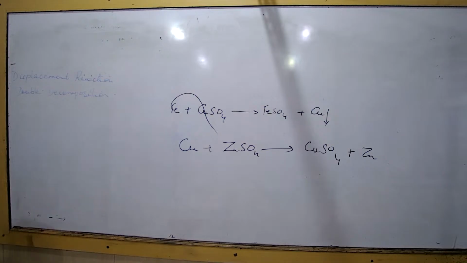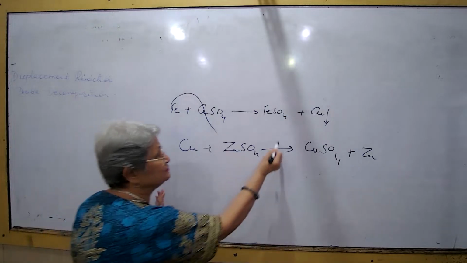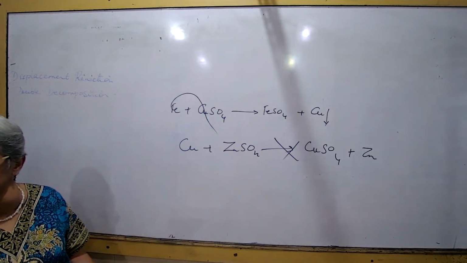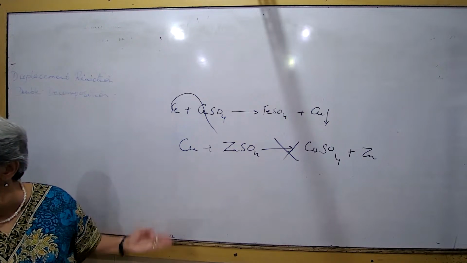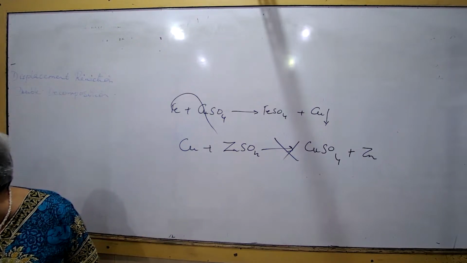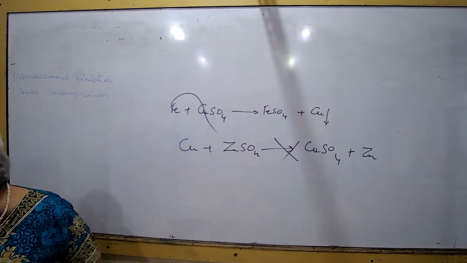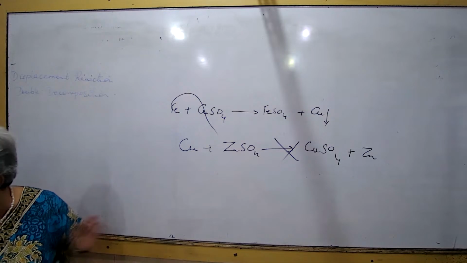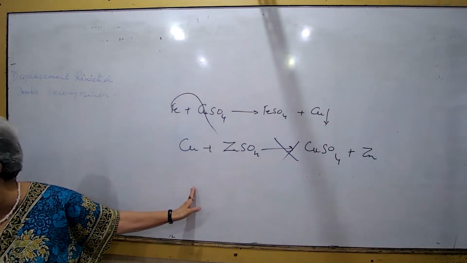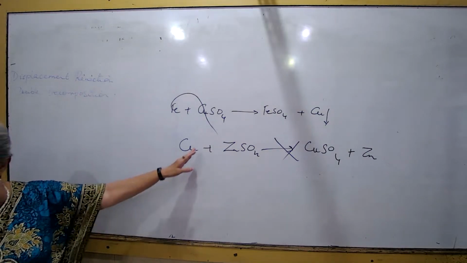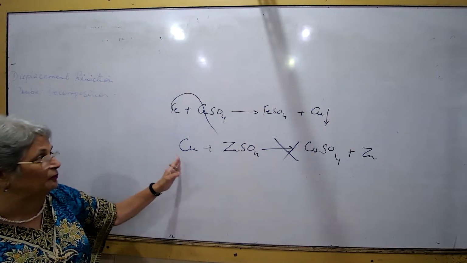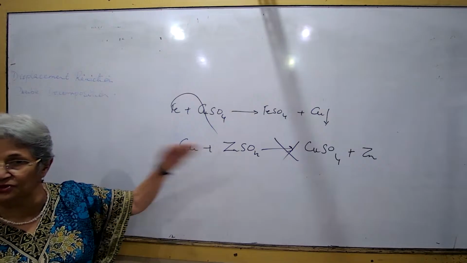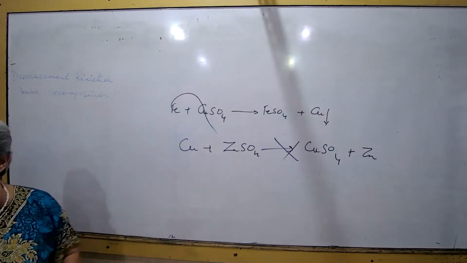There will be no reaction because copper cannot displace zinc from zinc sulfate. Why? Because copper is lower than zinc in the reactivity series, so there will be no reaction. This is what you can't think, children. So smart you are now. Show your smartness here. There will be no reaction. Why? Because copper cannot displace zinc from zinc sulfate. Because copper is lower than zinc in the reactivity series.